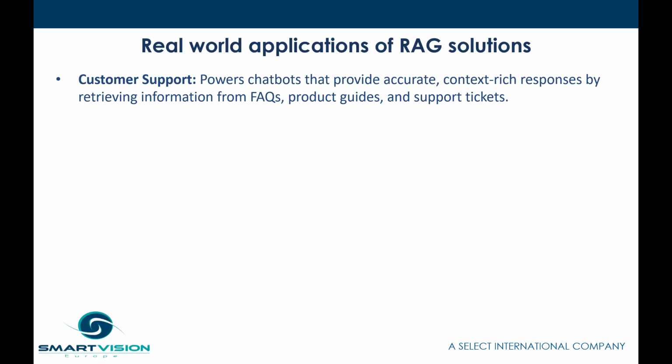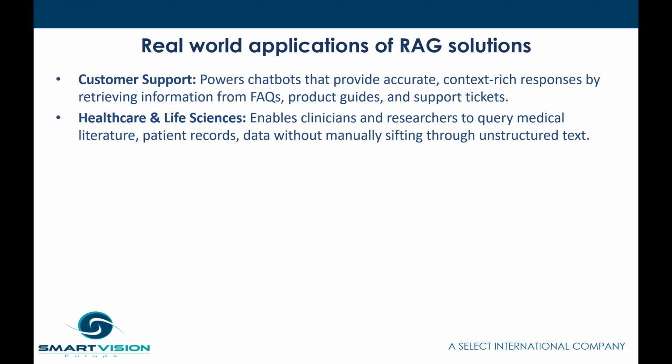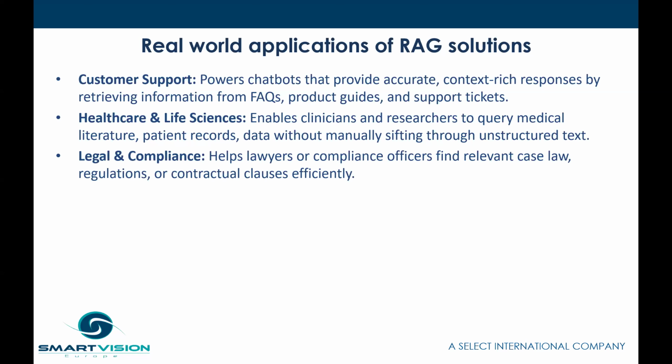So real world applications of RAG solutions, well, there's a lot of them. Things like customer support, powering chatbots, of course. We've seen examples of this when we interact with commercial organizations, hopefully providing context-rich, accurate responses, retrieving information from FAQs, product guides and support tickets. In healthcare and life sciences, it could be researchers querying medical literature, patient records, or data without sifting through loads and loads of unstructured text that's often out there in the form of emails, records, and papers.